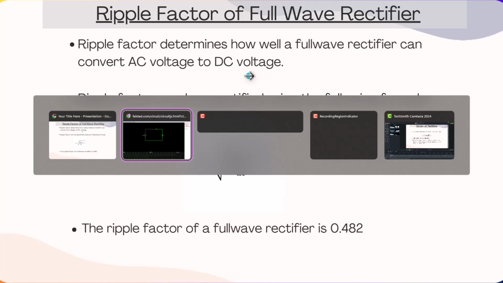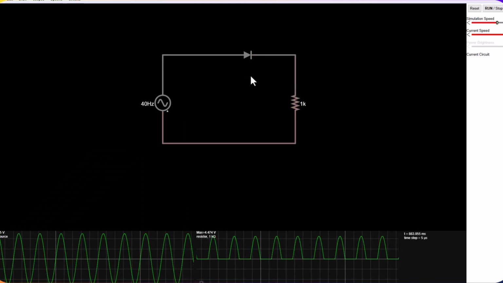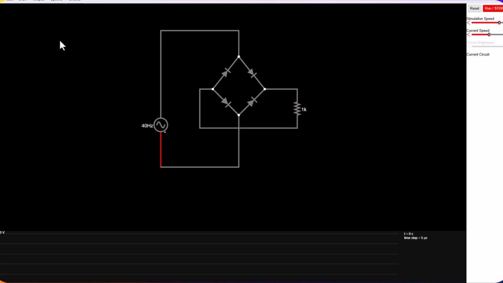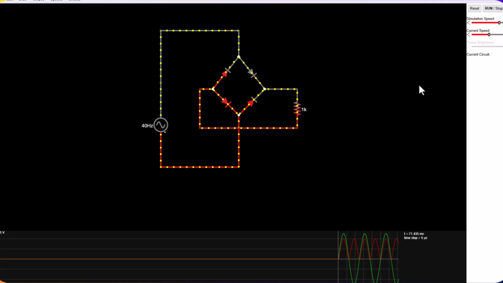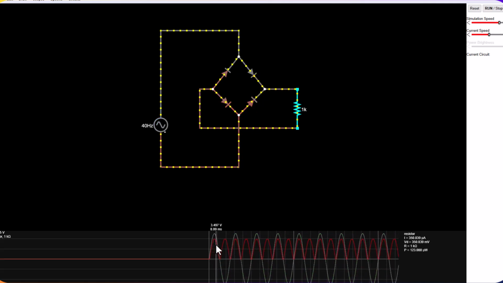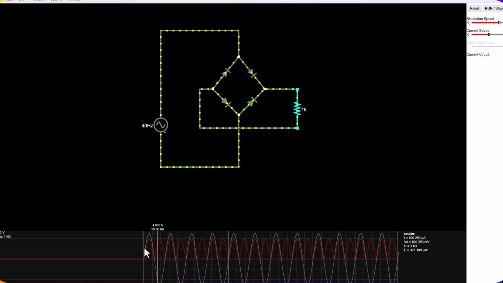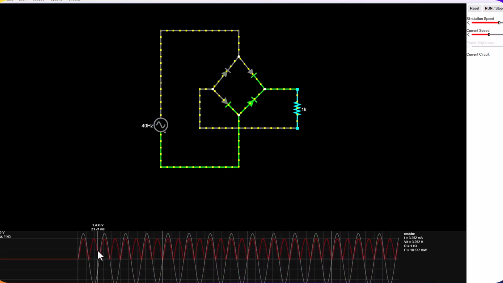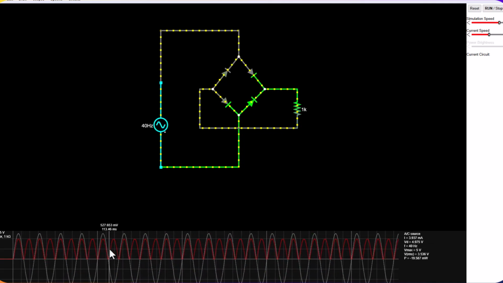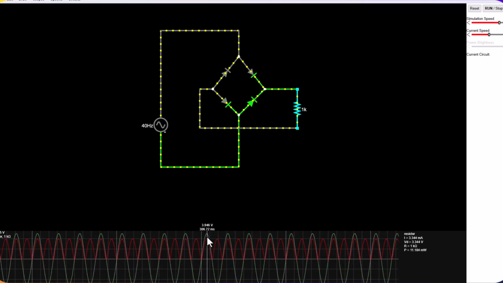I'll show you how a full wave rectifier works. Here we have a simulation and a circuit of full wave rectifier: an AC input signal, four diodes which are connected in the bridge form, and a load resistor. As you can see, the green lines represent the AC voltage or AC signal, and the red lines represent the output wave signal.